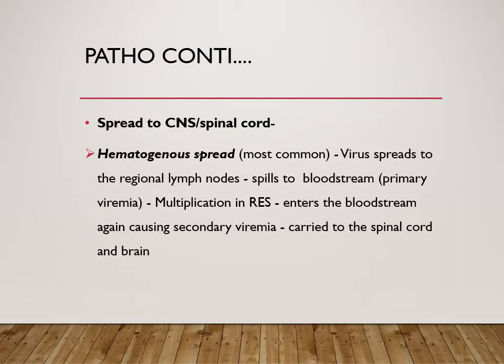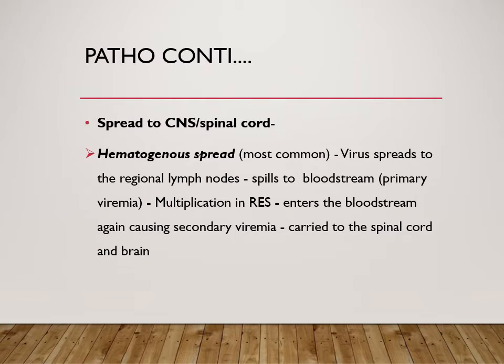Now from there it will move to the CNS, that is the central nervous system. It reaches the spinal cord, and from there it reaches the CNS. Now there are two routes. One is the hematogenous, that is through the blood, and another is the neural route, that is through the nerves. Now, the hematogenous route is more common.